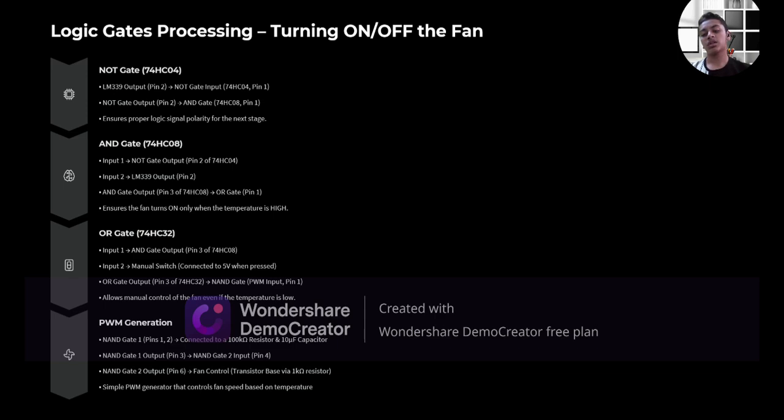PWM generation. NAND gate pin number 1 and 2 are directly connected to a 100 kilo ohm resistor and 10 microfarad capacitor. Pin number 3 of the NAND gate output is directly connected to the NAND gate 2 input pin number 4, and NAND gate 2 output pin number 6 is directly connected to the fan control transistor base via 1 kilo ohm resistor. Now a simple PWM generation that controls fan speed based on the temperature.